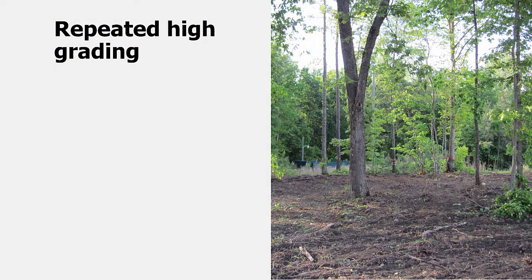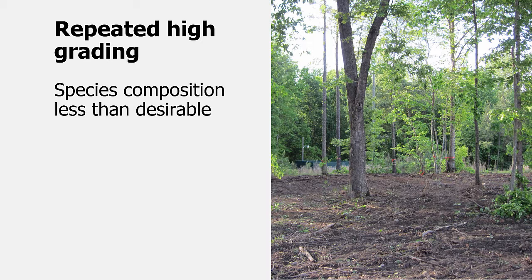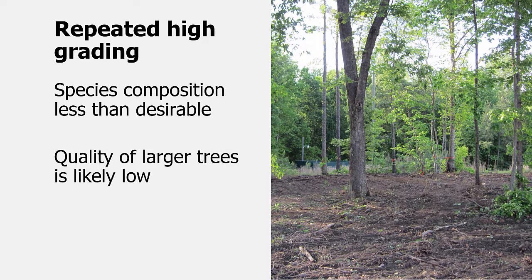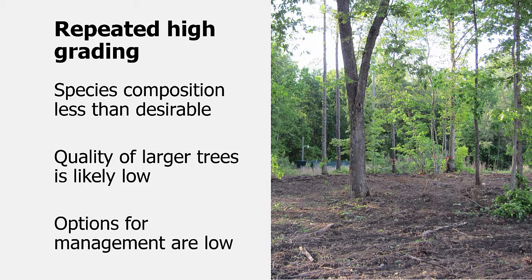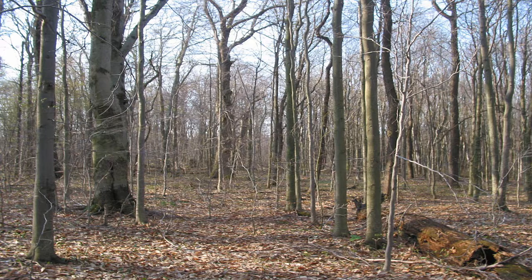Sometimes repeated high grading picks the stand apart, yet it still appears okay. While there may be trees of many different diameter classes, the species composition may be less than desirable. The quality of larger trees is likely low, and the options for management are low. In this stand, nearly every tree is an American beech. This stand is now dominated by one species, and a higher percentage of low-value trees remain.